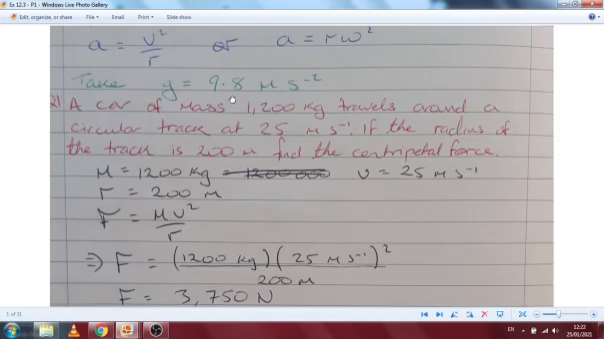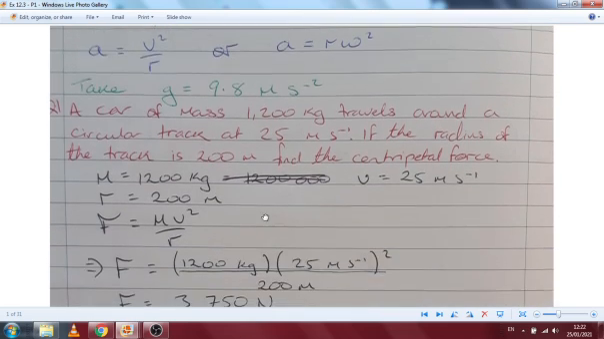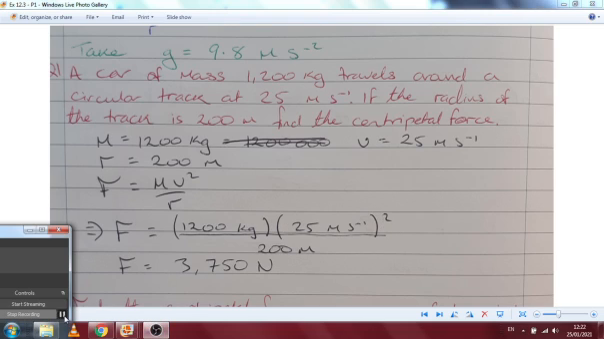Based on this information, we're going to use this first formula, that F is equal to m v squared over r. We simply sub in our values then. Remember to square it, it's a common mistake, and we get our answer for force.